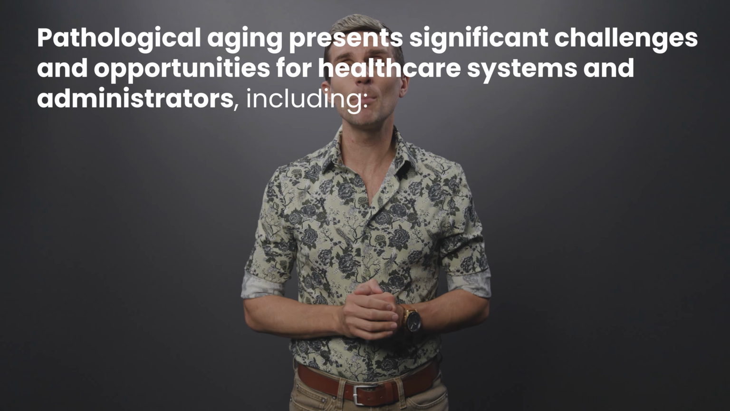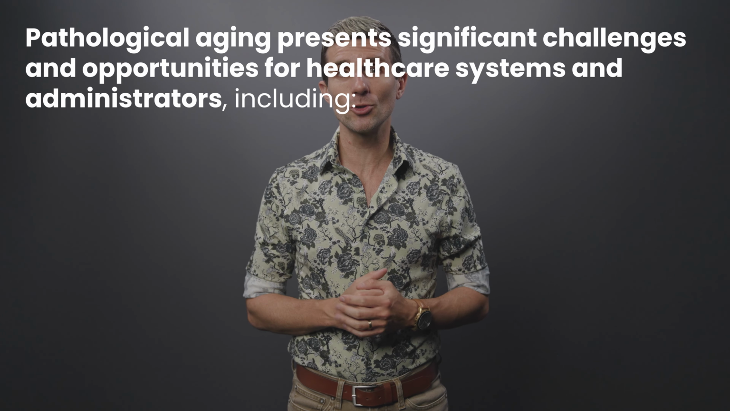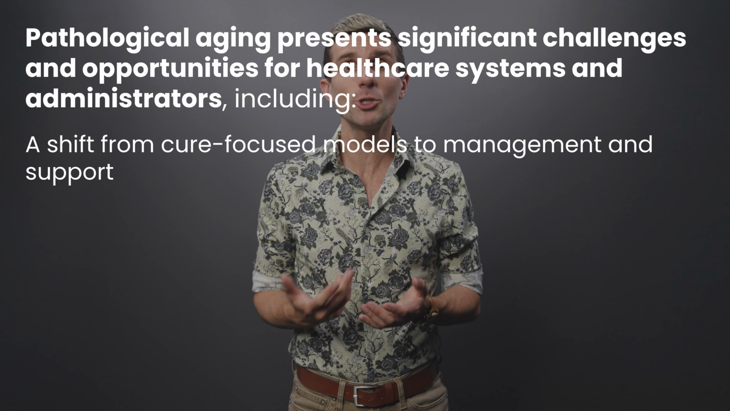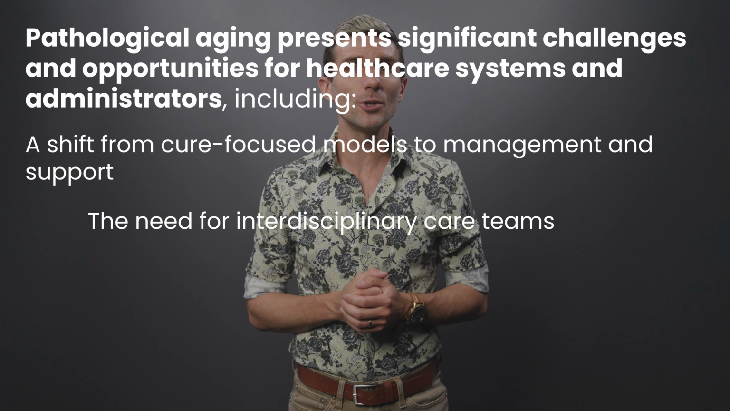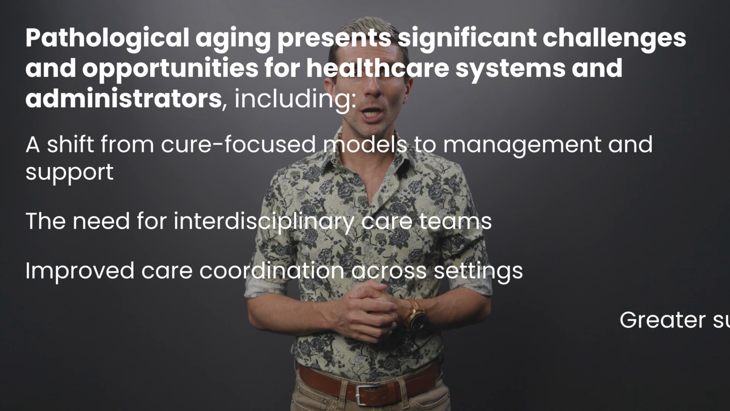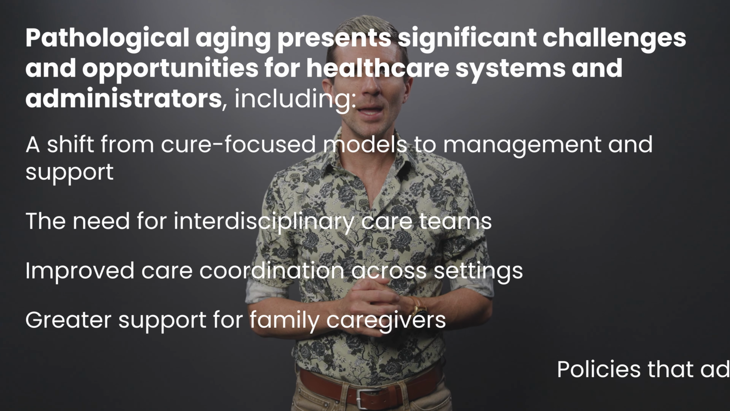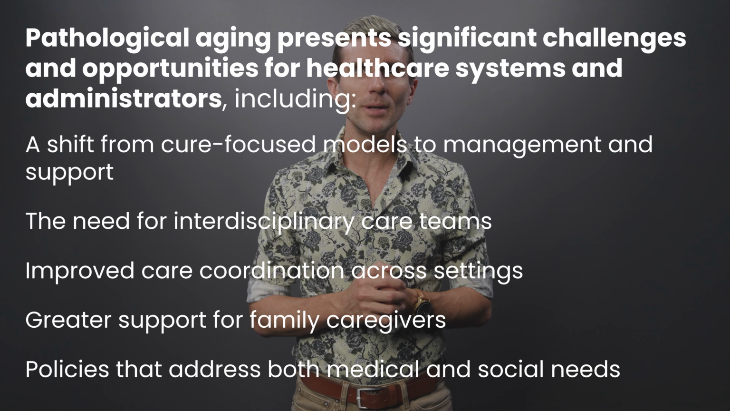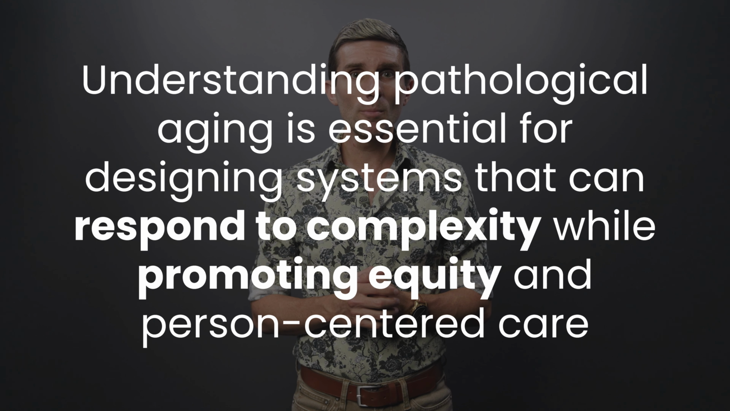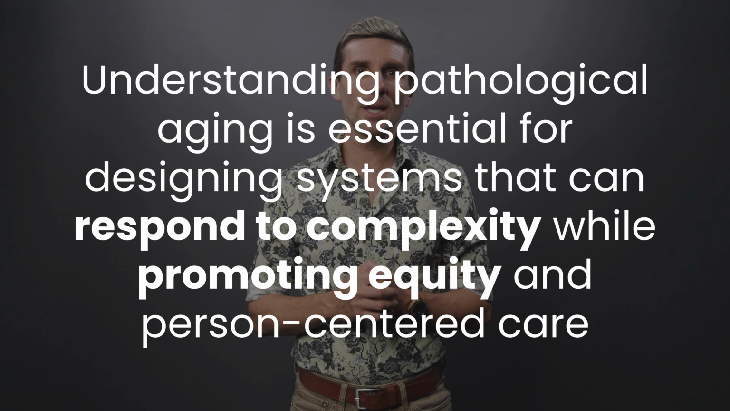Pathological aging presents significant challenges and opportunities for healthcare systems and administrators. Key implications include a shift from cure-focused models to management and support, the need for interdisciplinary care teams, improved care coordination across settings, greater support for family caregivers, and policies that address both medical and social needs. For healthcare administrators, understanding pathological aging is essential for designing systems that can respond to complexity while promoting equity and person-centered care.